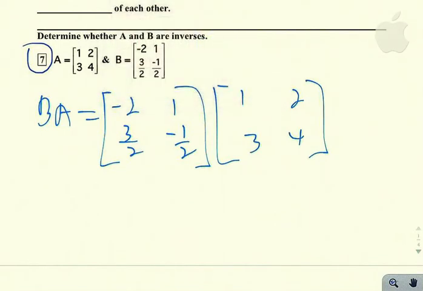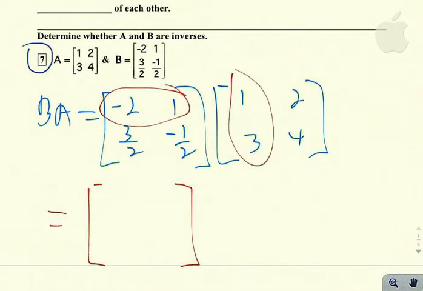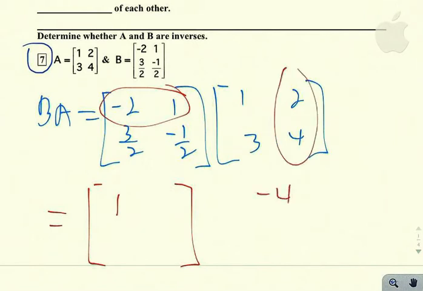Well, we're going to get a 2 by 2. First row, second column. First number is minus 2, second number is 3, add them, you get 1. First row, second column, first number is minus 4, second number is 4, add them, you get 0.